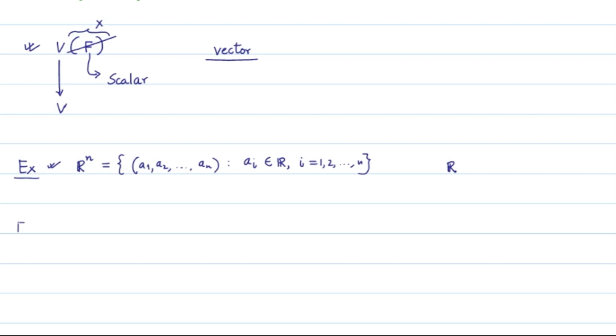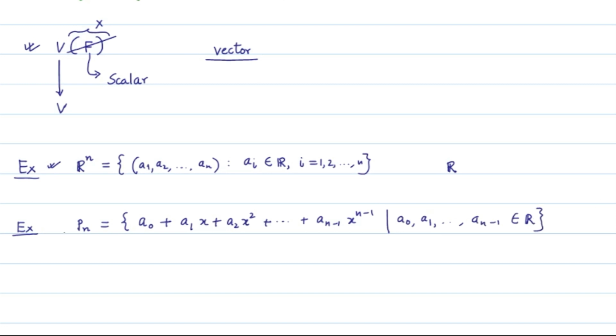Another example of a vector space is the set of all polynomials with real coefficients and having degree strictly less than n, where a_0, a_1 till a_{n-1} are real numbers. This set of all polynomials having degree strictly less than n together with the zero polynomial or the zero function forms a vector space over the set of all real numbers, where the addition of two polynomials is done in the usual way and scalar multiplication with the polynomial is also done in the usual way.